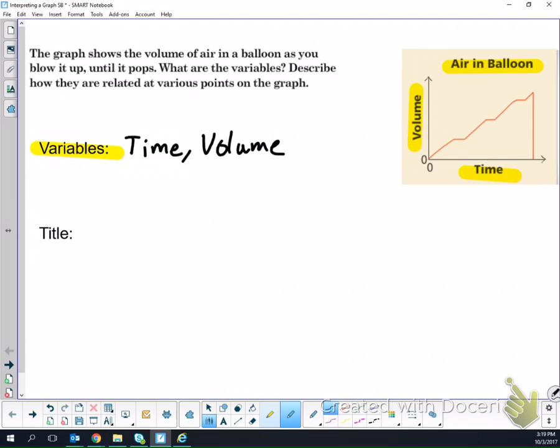Okay, so now that we got that, we've also got our title, air in the balloon. The title tells us some important things about this. It's going to let us know a little bit more information about what this is all about. Now, with just time and volume, I really don't know much about this. All sorts of things have volume, and everything is passing through time. So for all we know, this is a graph of Mr. Shepard and his weight gain in college, okay, without knowing exactly what it is, and that's where the title comes in. It's telling us this is the air in a balloon.